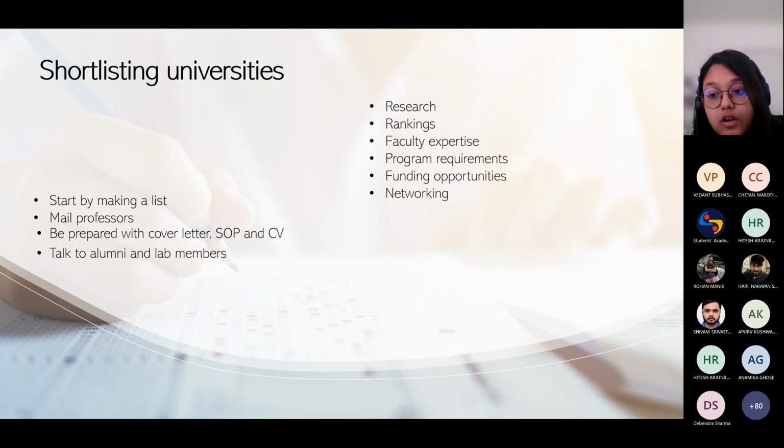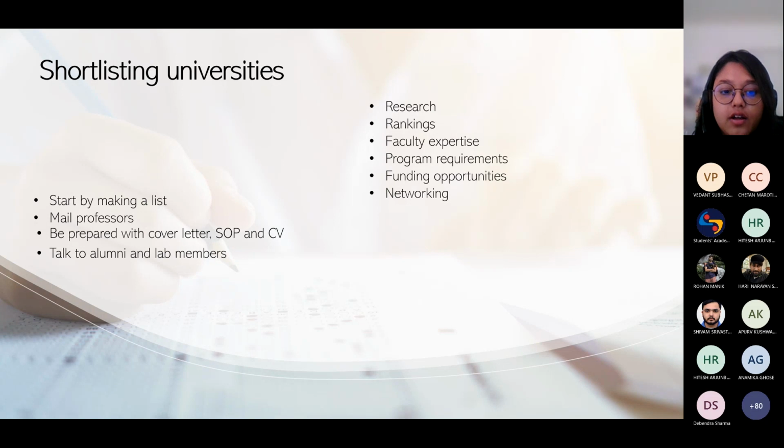And from among them, if you get a hold of the students who are working under them, you can contact them as well to ask what kind of research is going on, and if there is an opportunity or an opening in the lab and everything. This is very important because according to that list you can start mailing the professors.